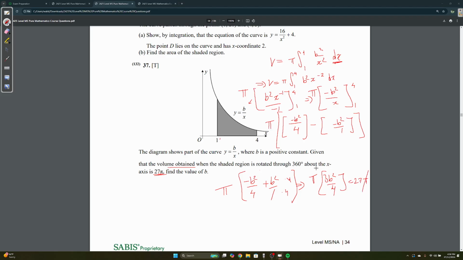And now you can continue solving, pi with pi. 4 times 27 is going to be 108. Okay, so 3b squared is equal to 108. So b squared is equal to 108 divided by 3, is 27. Right? Is it 27? No, it's not 27. It's equal to 36, sorry. So b is going to be equal to plus minus root 36, so it's equal to plus minus 6. But they said it's positive, so minus 6 is rejected. So hence b is equal to 6.